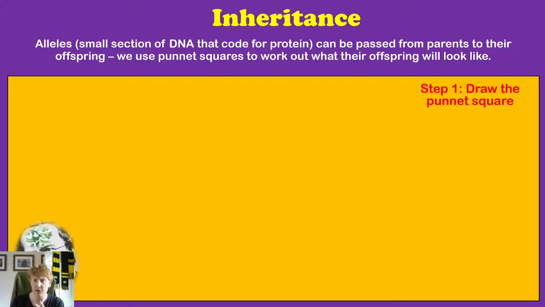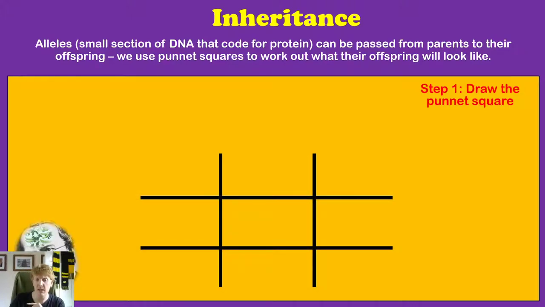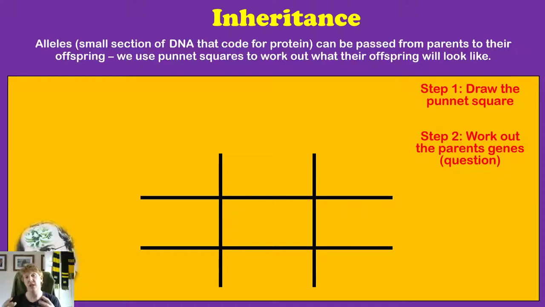Step one is draw your Punnett square, okay? It's a little bit like a hashtag or like you're playing noughts and crosses. That's what you need to start drawing. Step two is work out the parents' genes. What genes, or what alleles, did the parents actually have? That'll be given to you in the question, okay?